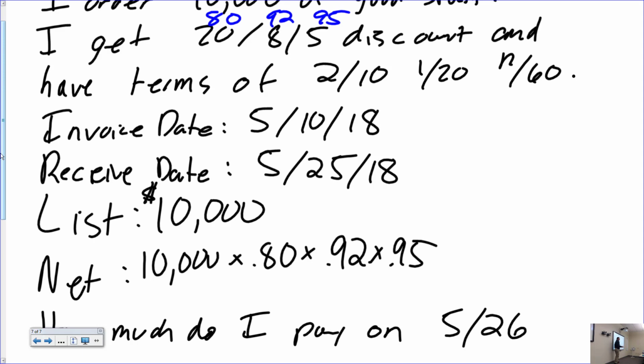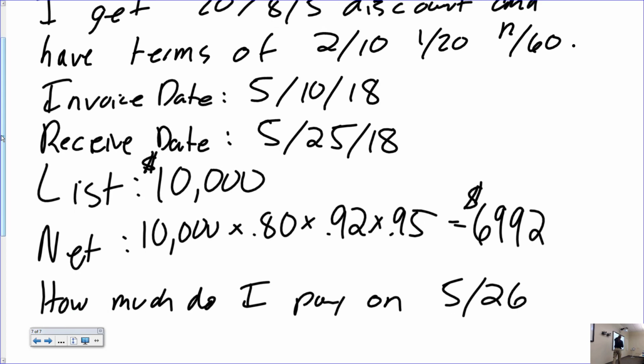So, what did we wind up having? $6,992. So in theory, this is how much I owe if I pay at the very end of the billing cycle, right? But I'm paying on May 26th. What kind of a discount do I get on May 26th? 1%. Why 1%?